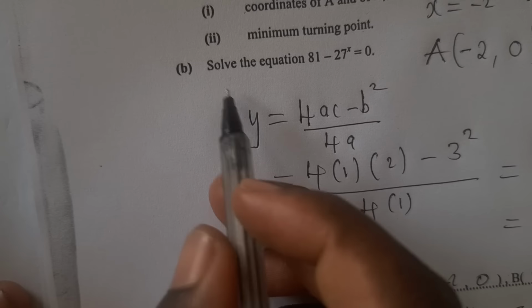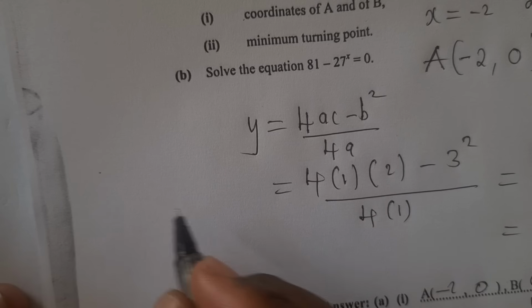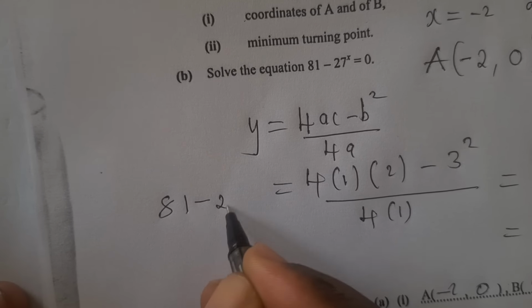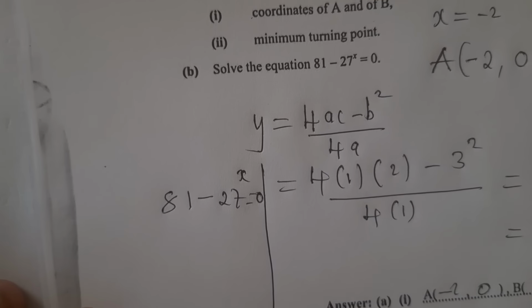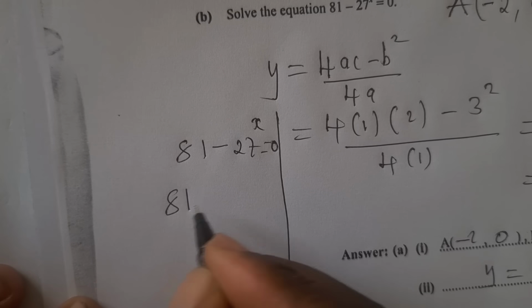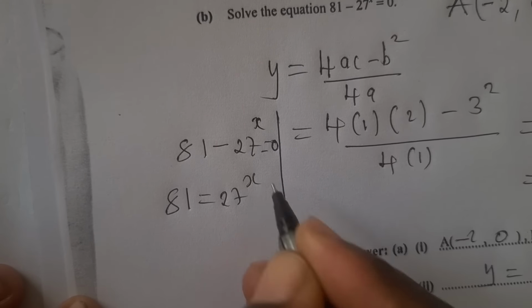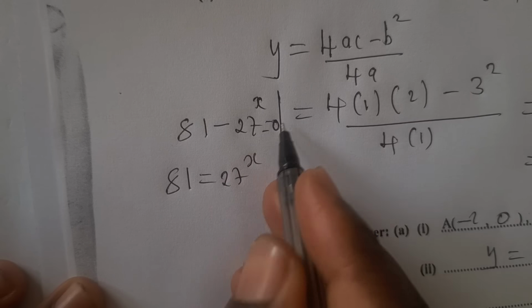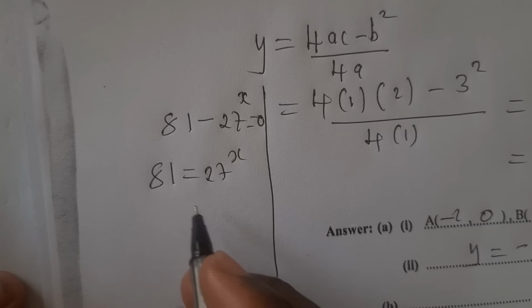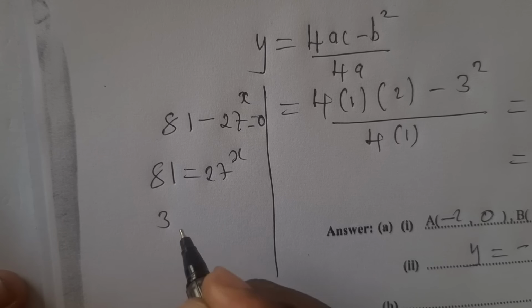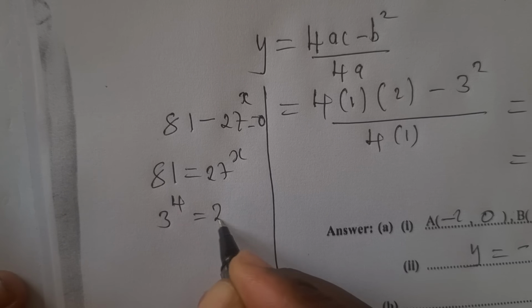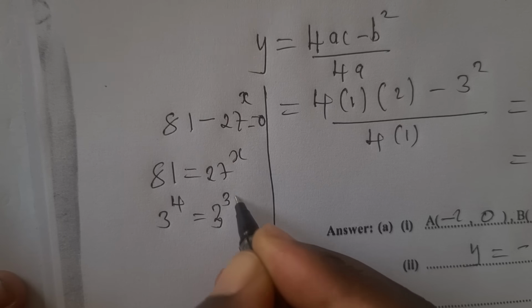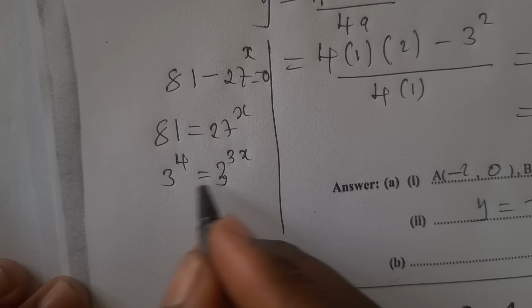We go to question B. So 81 minus 27 to the power x is equal to 0. So just write this as 81 is equal to 27 to the power x. This guy will come this side, it will be positive. And then we balance the bases. We've got 3 to the power 4 is equal to 3 to the power 3x. So the bases are balanced.